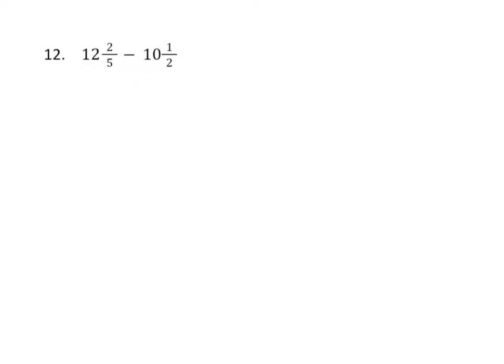For question 12, our first step is going to be to convert these mixed numbers to improper fractions. If you don't have to do that, that's fine, but converting to improper fractions can often save us some calculation errors that we get with mixed number subtraction. So we're going to do 12 times 5 plus 2 to get 62 over 5 minus 2 times 10 plus 1, 21 over 2. Now we find our common denominator, which in this case is 10.